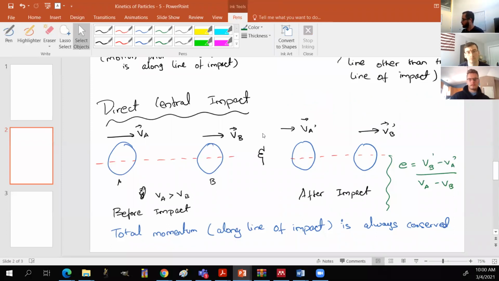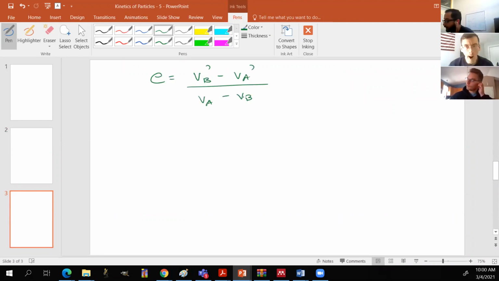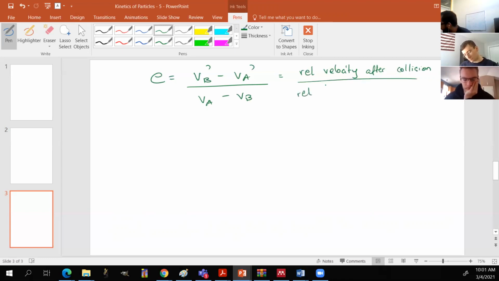All right. So we're looking at that coefficient of restitution, just writing it out again: VB prime minus VA prime divided by VA minus VB. Remember, the numerator is your relative velocity after the collision, and the denominator is your relative velocity before the collision.